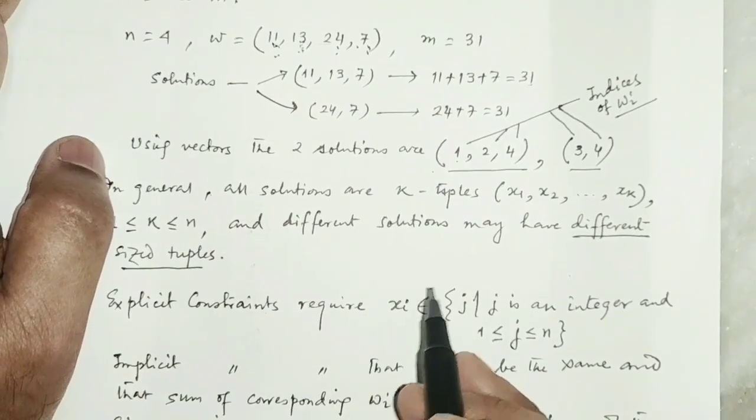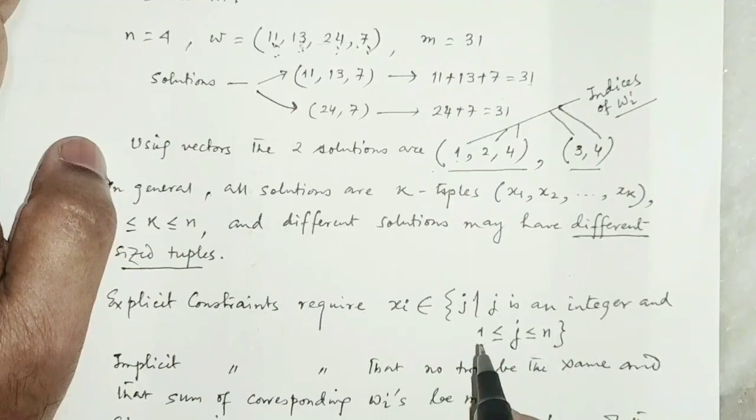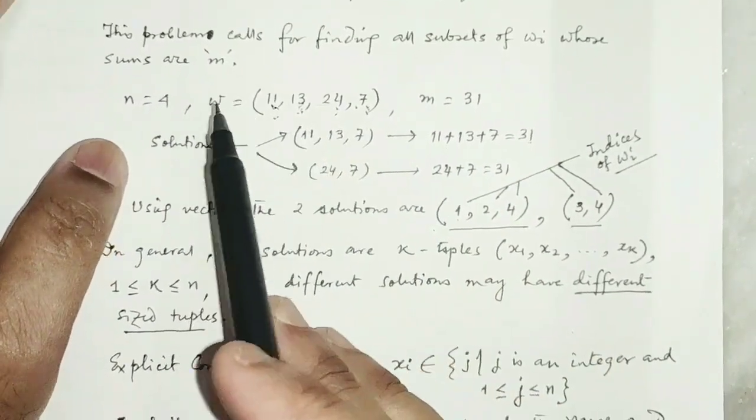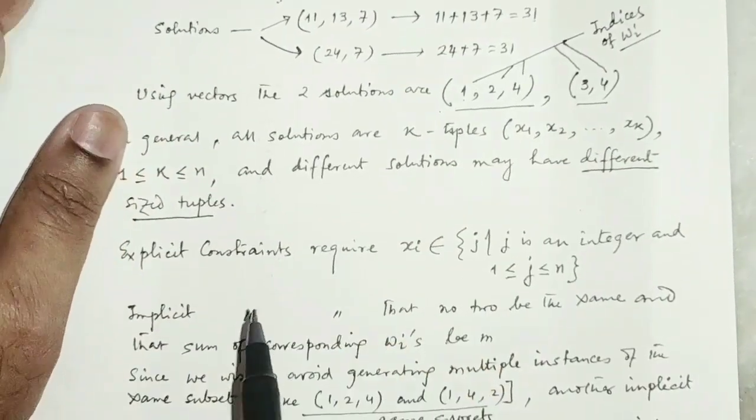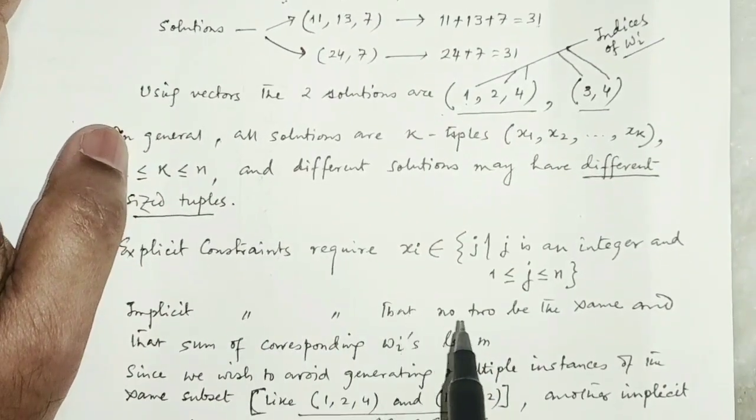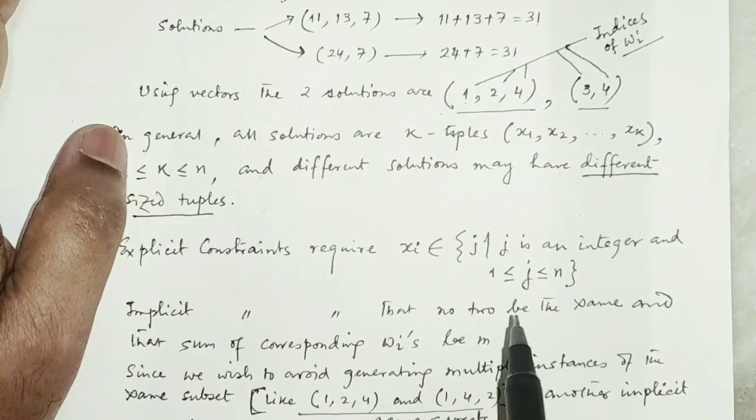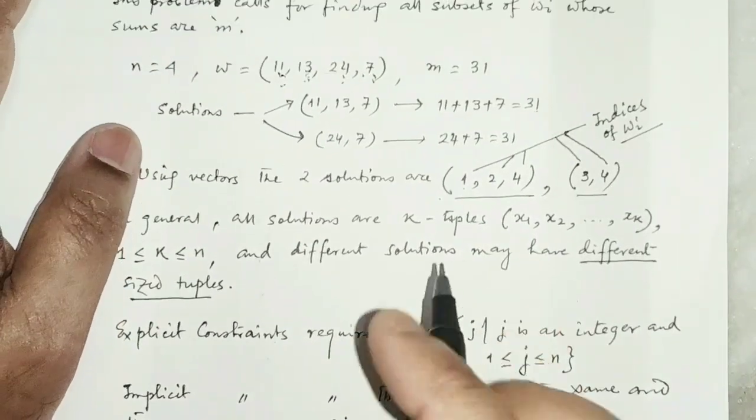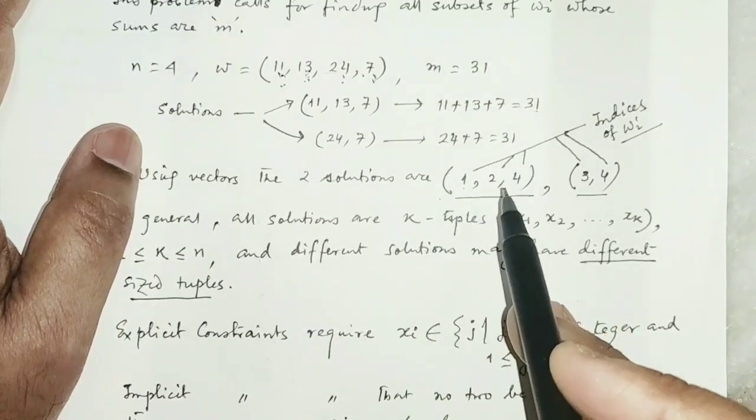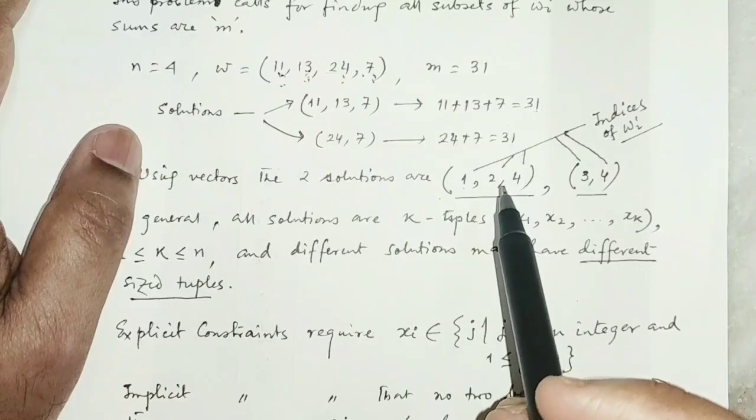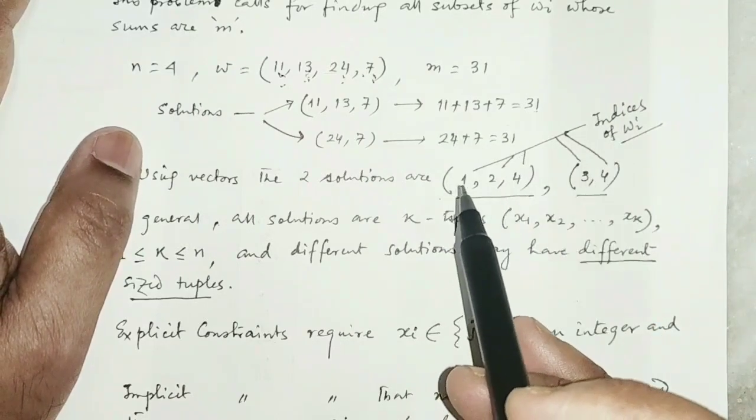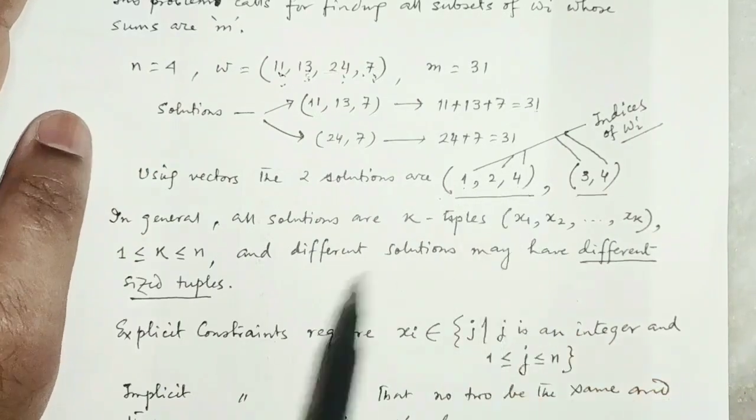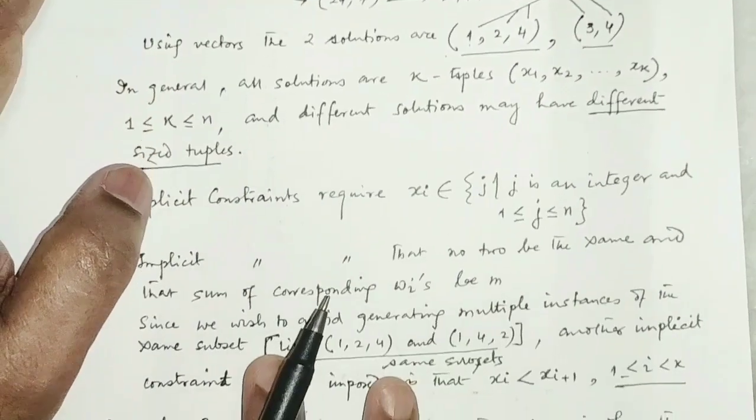So xi, where it is j, is an integer and j is lying from 1 up to n. You have a total of 4 items, 1 to 4. So j is from 1 to 4. And implicit constraints: no two be the same, and the sum of corresponding wi's be m. You have taken only 3 here, 1, 2 and 4. That means the index of w, which is 1, which is 2, that means first item, second item and fourth item, that are satisfying the criteria.